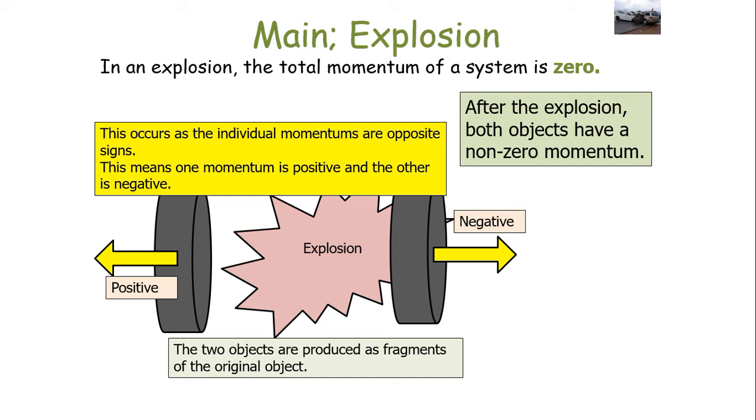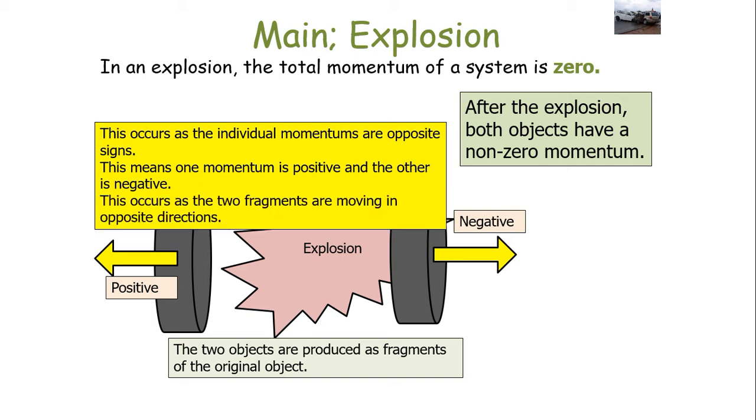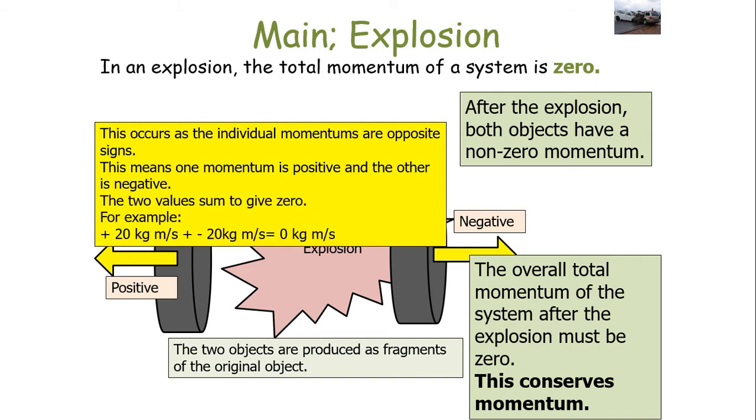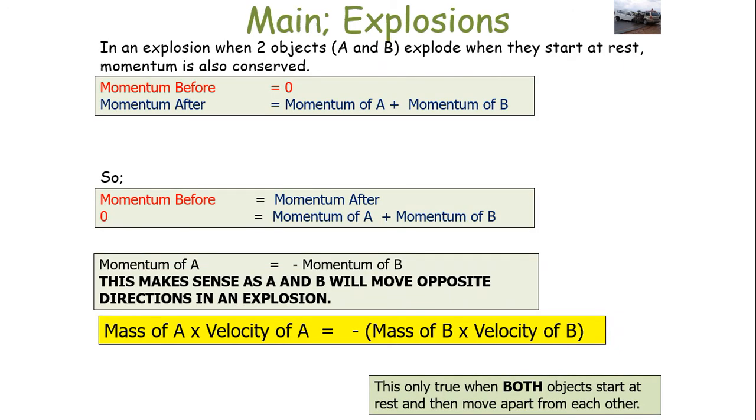Now, if it's not given to you in the question, you can decide which is the positive and which is the negative. This occurs as the two fragments are moving in opposite directions, which gives them opposite signs, like we talked about before with vectors. This can give you a 0 value because, for example, one is plus 20 kilogram meters per second, the other will be minus 20 kilogram meters per second, which gives us an overall momentum of 0 kilogram meters per second.